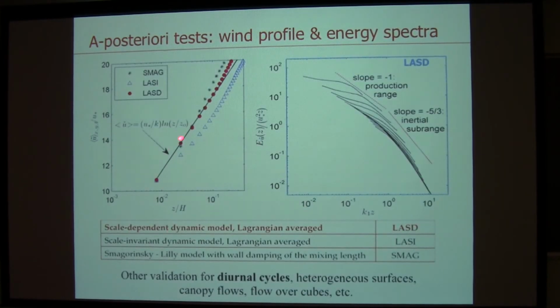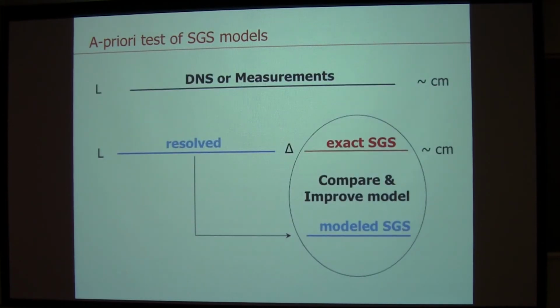So the code I'm running with, we've done a lot of validation for it. This is to show that it produces the log law, it's in red. It produces the log law better than the standard Smagorinsky or a scale invariant model. It produces also the -1 spectra slope in the production range and the -5/3 in the inertial range, etc., etc. We've also validated it for other flows. I don't want to go into details.